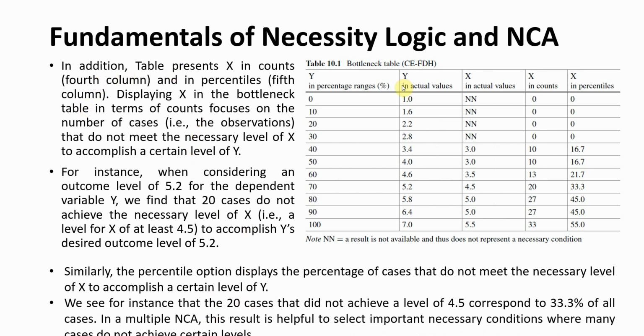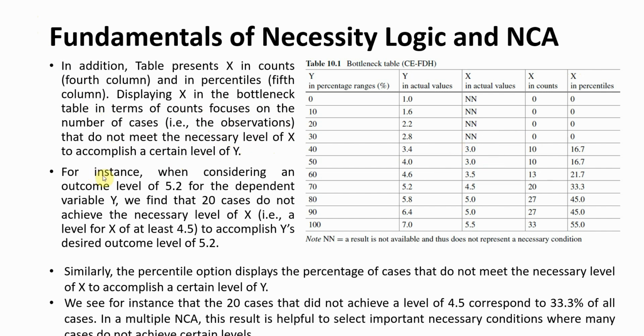Now, in addition to these other columns, the table shows X in counts in the fourth column, and in percentiles in the fifth column. So this is X in counts, X in percentiles. Now, what does this mean? Displaying X in the bottleneck table in the form of counts focuses on the number of cases, that is, the observations that do not meet the necessary level of X to accomplish a certain level of Y.